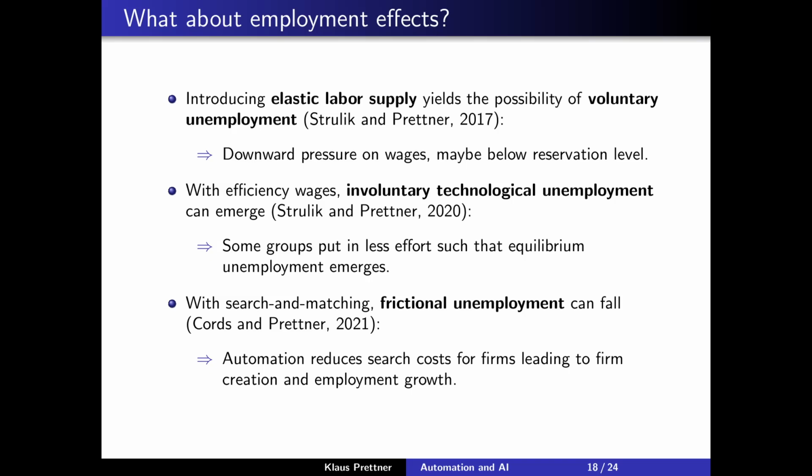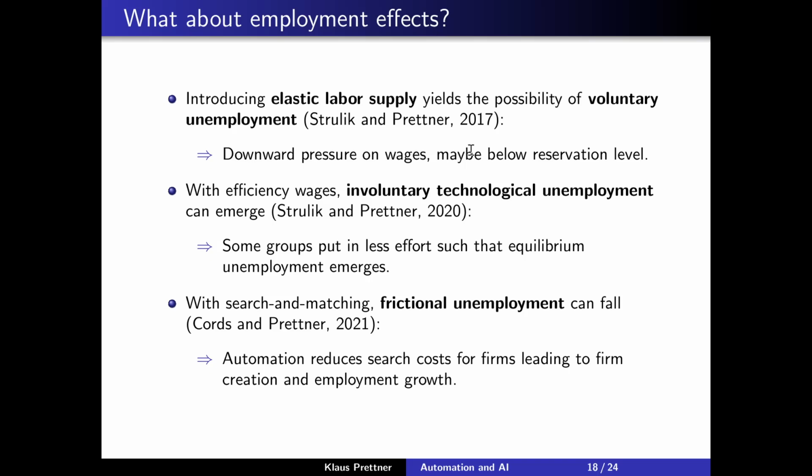So then we would have the possibility of voluntary unemployment in such a setting, as we show in a paper with Holger Strulik in 2017. So there would be downward pressure on the wages, particularly for the low-skilled workers, and the wages may end up below the reservation wage, and then people would decide endogenously to quit work in such a setting, and we would have voluntary unemployment.